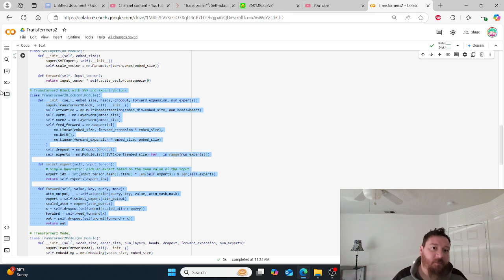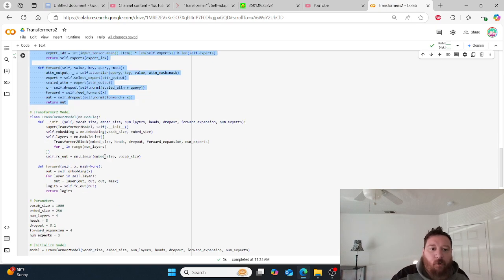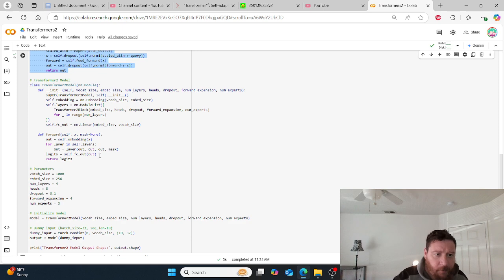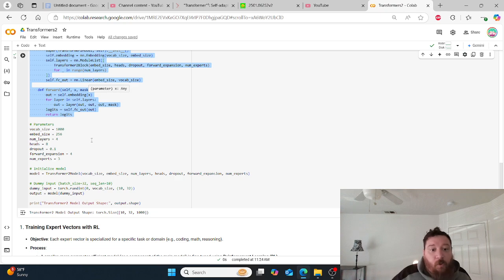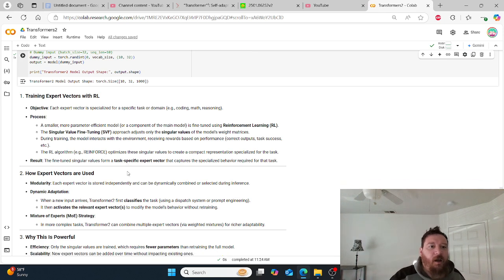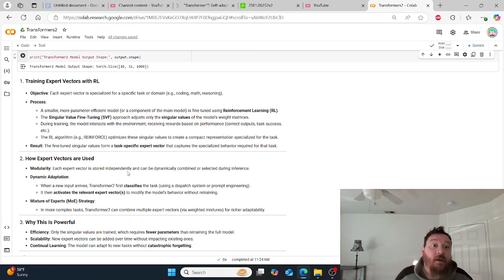So this is a mixture of experts architecture that's trained via reinforcement learning. It's all reinforcement learning as far as the training, and then self-reinforcement learning for the model. And then the model itself, from there, is very straightforward as far as the overall Transformers architecture, right? So kind of just breaking down Transformers squared compared to Transformers. First of all, your major difference is with training the expert vectors with reinforcement learning.